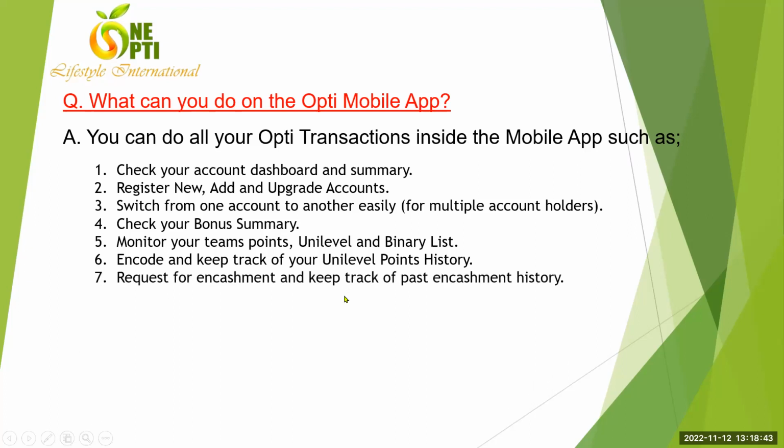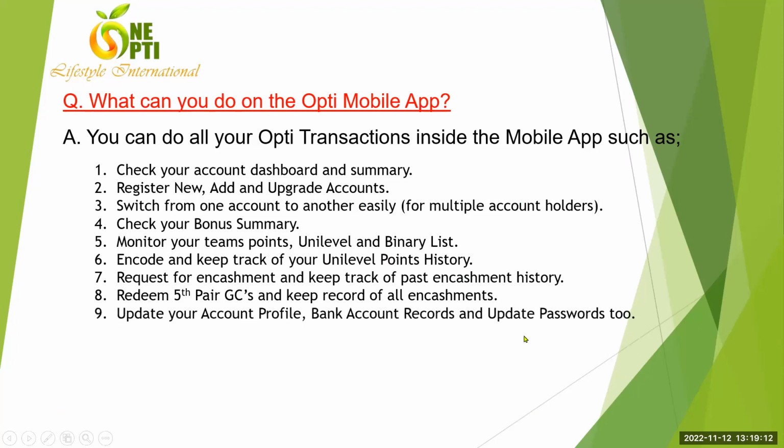Everything will be discussed later on. This also gives you the option to request for encashment and keep track of past encashment history. And it is where you can redeem your FIP pair GC. GC actually stands for gift certificate. Later on, I will also discuss what GC is, and we also have a separate training about GC redemption. Just have to look for the training, or if you don't find it, then perhaps we'll create a new one. Also, this will allow you to update your account profile, bank account records, and update your passwords too.